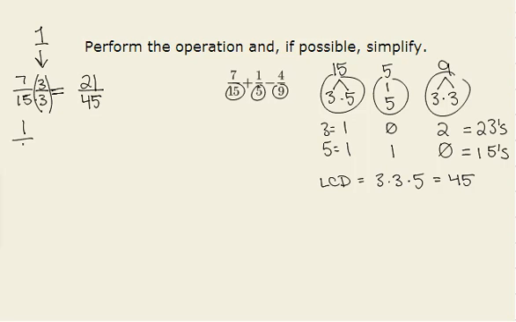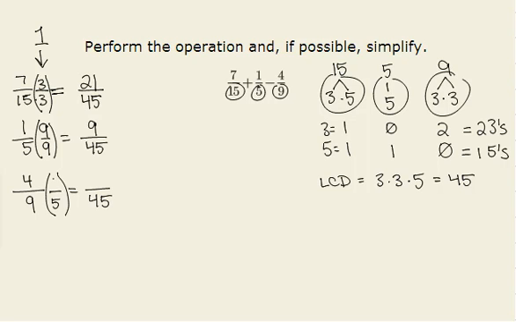And then 1/5, change that into a certain number of 45ths. 5 times 9 gives us 45, so we will multiply the numerator by 9, and that'll give us 9/45. Let's do the same thing for 4/9. To change it into a certain number of 45ths, we have to multiply 9 by 5 to get to 45, so we will also multiply the numerator by 5 and get 20/45.